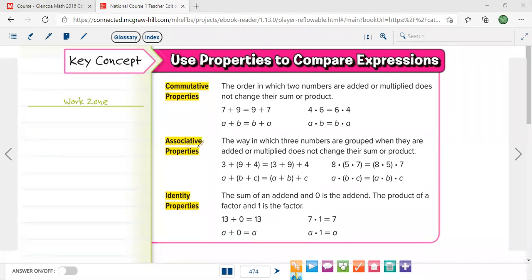Now, the associative property. The associative property happens when we add three numbers or when we multiply three numbers. The associative property says that parentheses can move. You can evaluate 3 plus 9 first, then add 4, or you can evaluate 9 plus 4 first, then add 3. Also for multiplication, you can multiply 5 by 7 first, then multiply by 8, or 8 by 5, then multiply by 7. This will lead to the same answer. So commutative means we can switch. Associative means three numbers. We can begin with any two we would like.